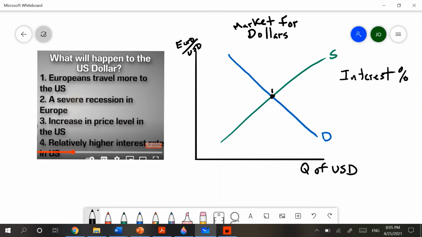So there's relatively higher interest rates in the US. So this is something that we talked about when we were modeling the financial account, right? Meaning that there's going to be a flow of euros and a flow of dollars, right? People from Europe are going to want to invest in US assets. That means that they're going to have to demand more dollars.